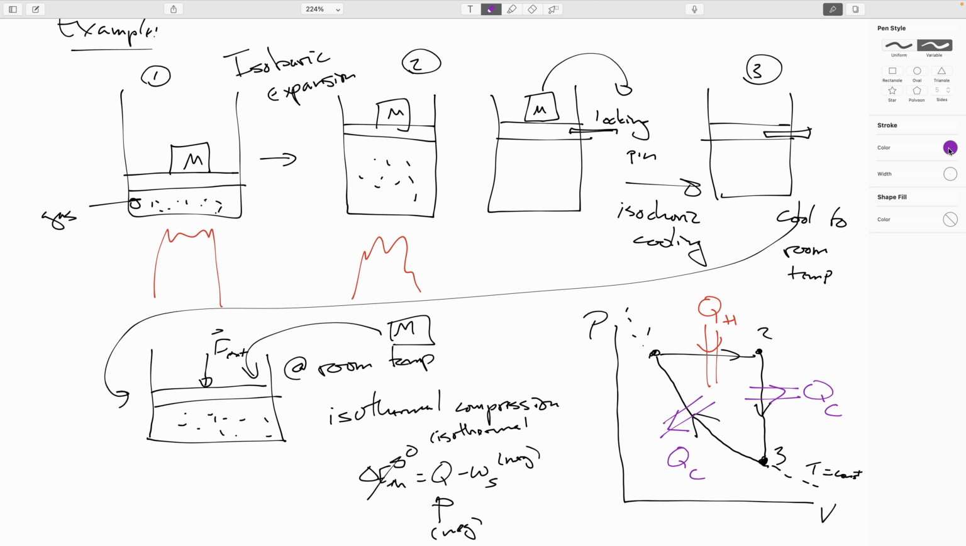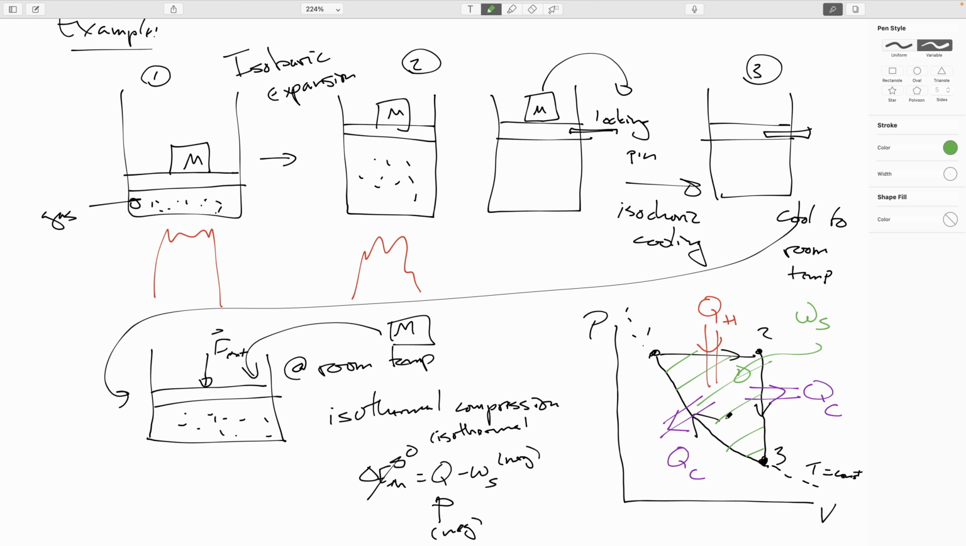Now, the difference between Q hot and Q cold is going to be the useful work that we extract from this. So the area enclosed by the figure, that's the work we get out.